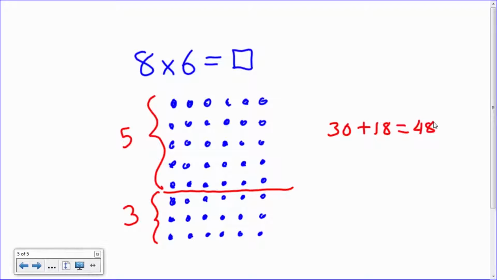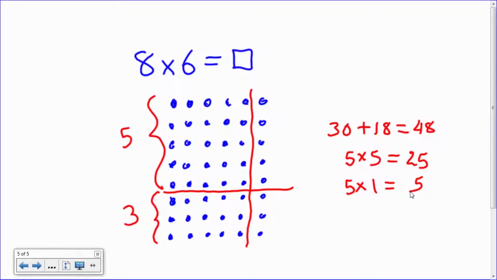But let's suppose they don't see that 5 times 6 is 30, but they want to partition it this way. And by the way, I'm making a choice. The kids get to make this choice. I'm partitioning there. So now I have 4 groups. The first one is 5 groups of 5, so that's 25. The second one is 5 times 1. The third one is 3 times 5. That's 15. And the last one is 3 times 1, which is 3. And then all I have to do is add those together.